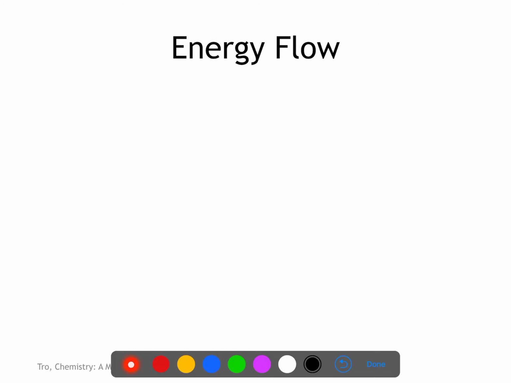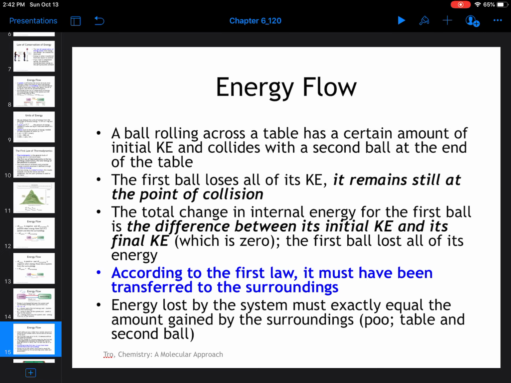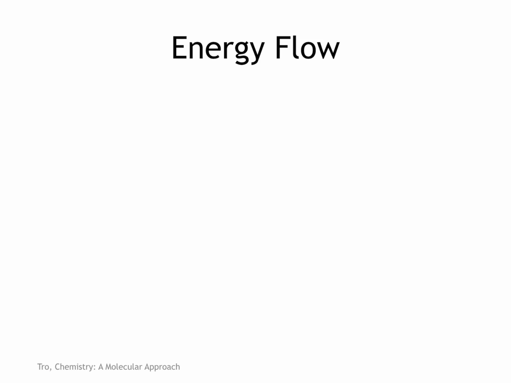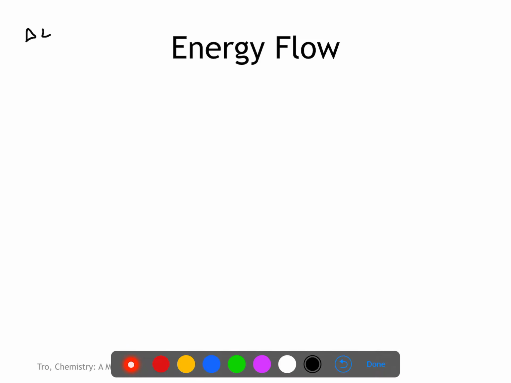Energy flow. We've defined that the change in energy is found through the sum of heat and work. We look at the heat, or thermal energy, gained or lost by a system, where a system is what is being studied, and work done on the system or by the system, positive or negative.